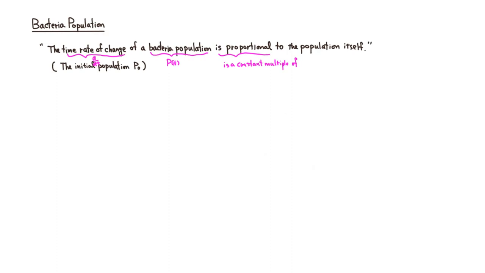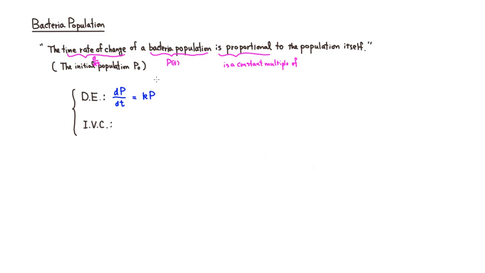So let's try to come up with a differential equation describing exactly the same thing. The time derivative, a rate of change of bacterial population, is easy to describe in math notation. It's going to be the derivative of the population P with respect to time, so dP over dt. It's proportional to, so this is going to be equal to a constant multiple, I'm going to use k as a constant multiple, of the population itself, which is P. So this is the differential equation describing exactly the same thing.